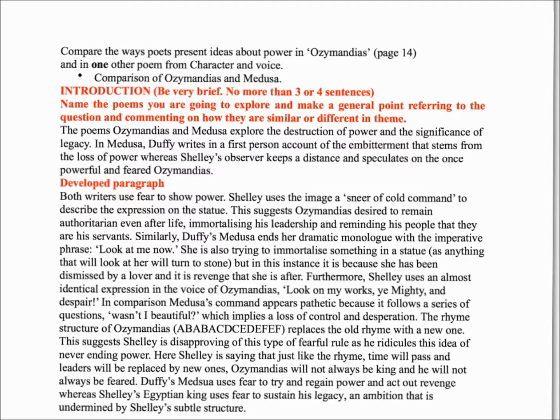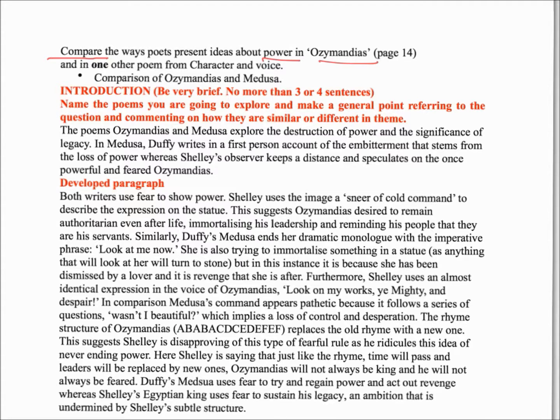Okay, first things first, what is this question asking us to do? Well, we know that it is asking us to compare, because it says compare, and we know that it's about power, because that is the theme that they've chosen. Also, we know that we're going to be writing about Ozymandias. So really clear signs here that we're comparing ideas about power in Ozymandias and then one other poem. And that is something that you can choose yourselves.